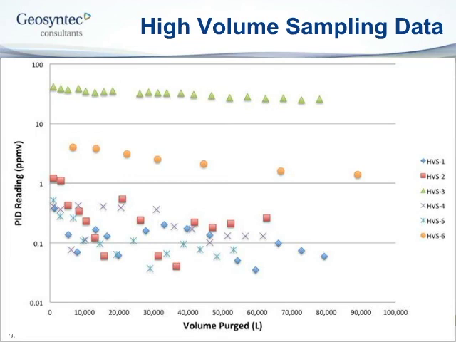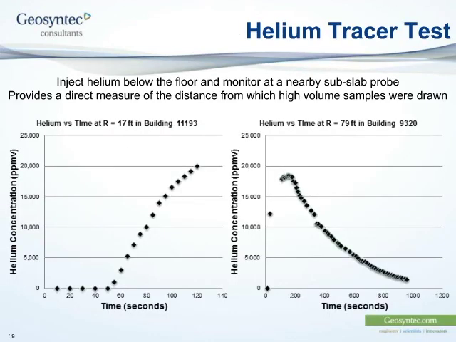Just a gradual decrease in concentrations, which is attributable to the fact that the floor is not perfectly sealed. So the larger volume we pull, the more indoor air results in dilution. And I'll get into how we calculate that in a minute.